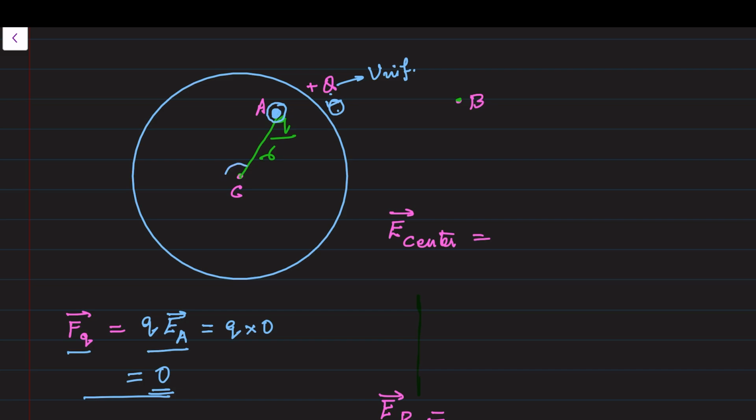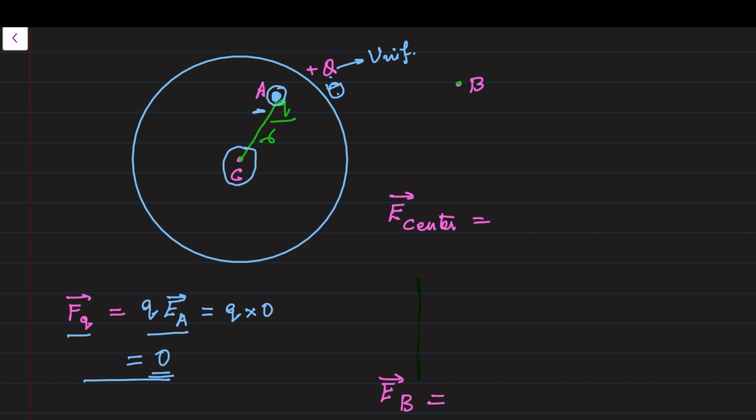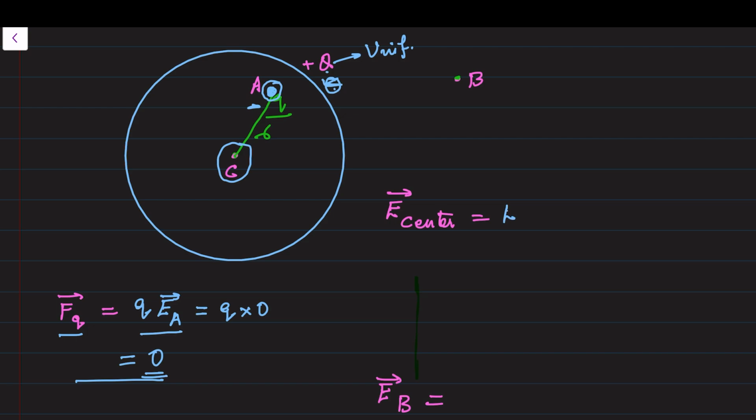Now they are asking to find the electric field at the center. In the system we see we have two charges: one the charge placed at A and the other the charge on the sphere. The electric field at the center is due to the charge Q at A and due to the uniformly charged sphere Q. Now, the electric field intensity due to a uniformly charged hollow sphere at any inside point is 0. So the electric field will be only due to this point charge. Only due to this point charge, what is the electric field? That is what we have to find.